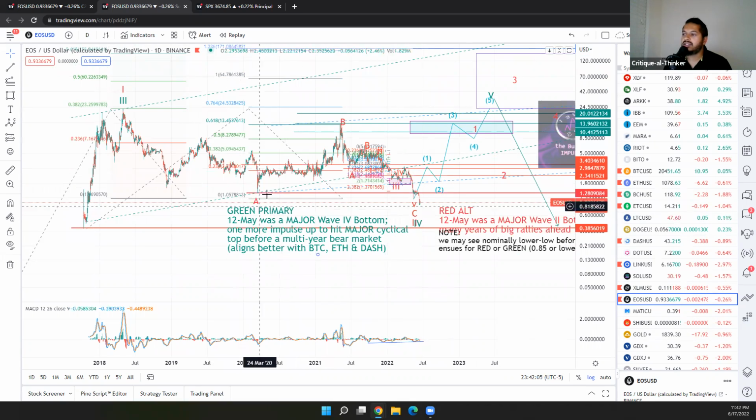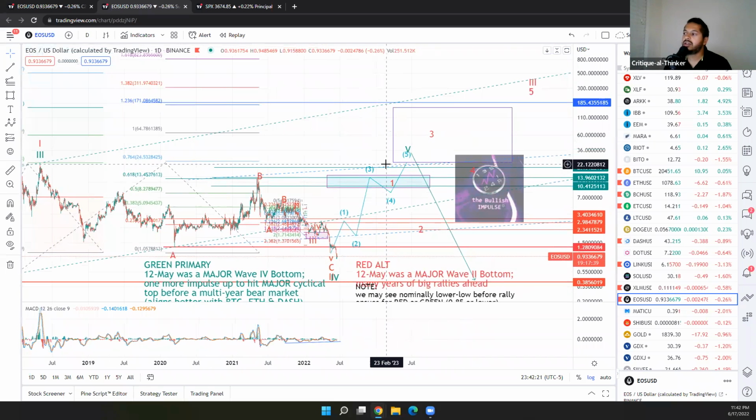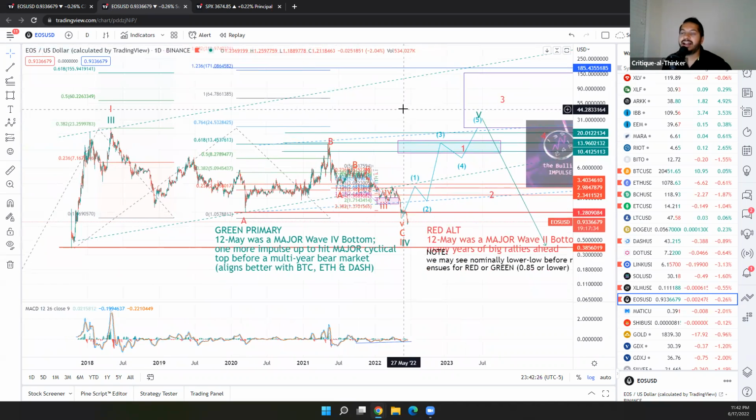And this EOS, as I mentioned earlier, we did break our 2020 support. And therefore, after our third wave top back in May of 2018, we've had one continuous correction that I'm now labeling as the major fourth wave, with one more fifth wave to come. That could get us somewhere in this box, somewhere north of $23. Again, we need a lot more upside action before we're ready to call this correction done.